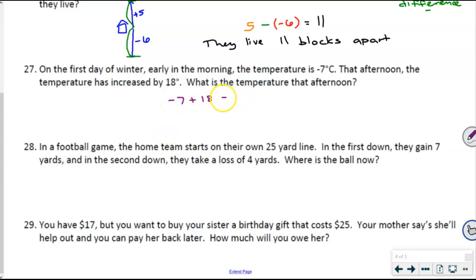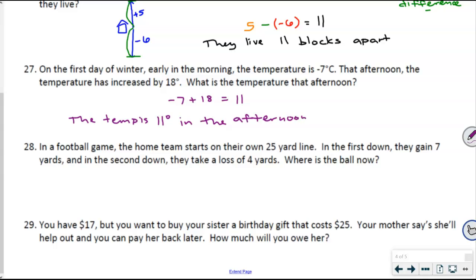-7 plus 18 is equal to, anyone know? Gabriel? We'll come back. Michael? It is 11, yep. So what is the temperature that afternoon? 11 degrees in the afternoon. The temperature is 11 degrees in the afternoon.